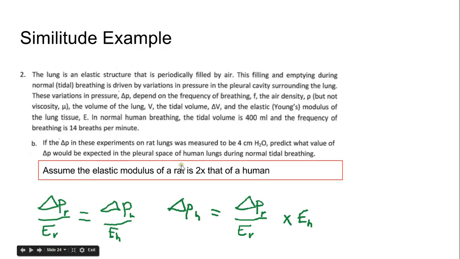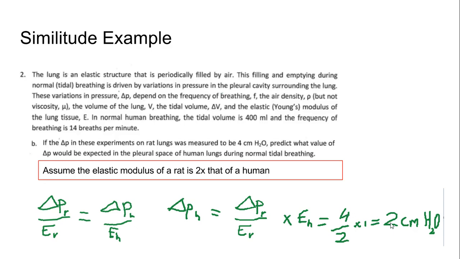So I'm told that the rat has an elastic modulus 2 times bigger than that of a human. So if the human one is, let's say, 1, then I'm going to get a 2 here for the E of R, right? And then the delta P of R, we're told that's 4 centimeters of H2O. So then I start plugging my values in, and I'm going to get 4 over 2 times 1. And in this case, now I'm going to get 2 centimeters of H2O, right?